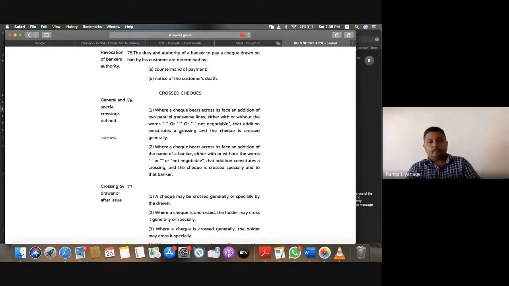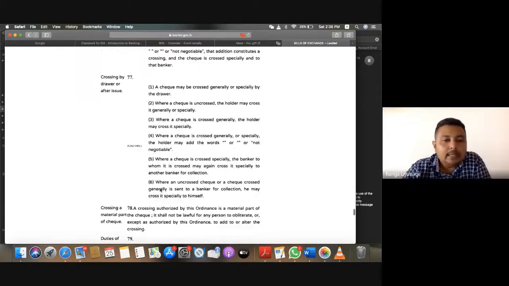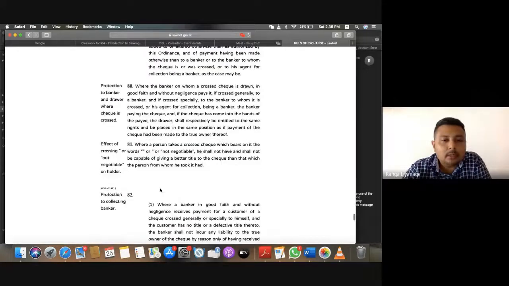Understand? Okay. Now understand what we mean by a not negotiable crossing. Where a person takes a crossed check which bears on it the words "not negotiable," he shall not have, and shall not be capable of giving, a better title to the check than that which the person from whom he took it had. That is a not negotiable crossing.